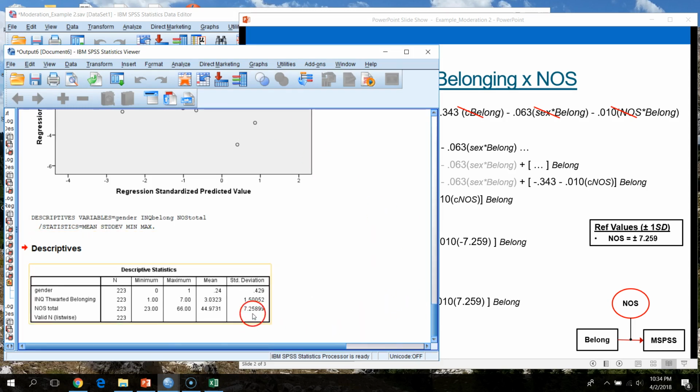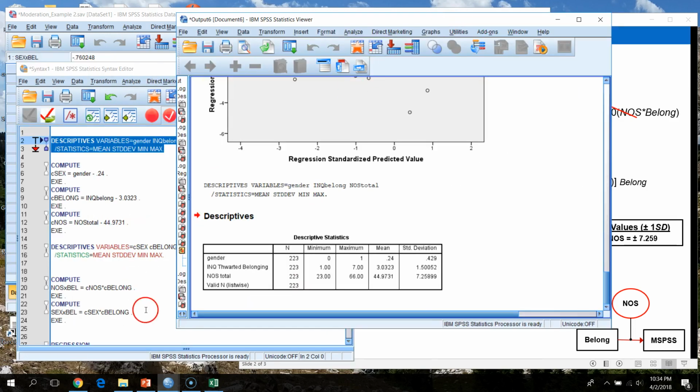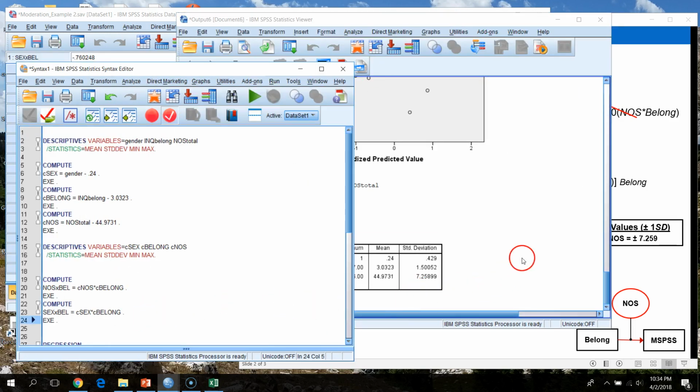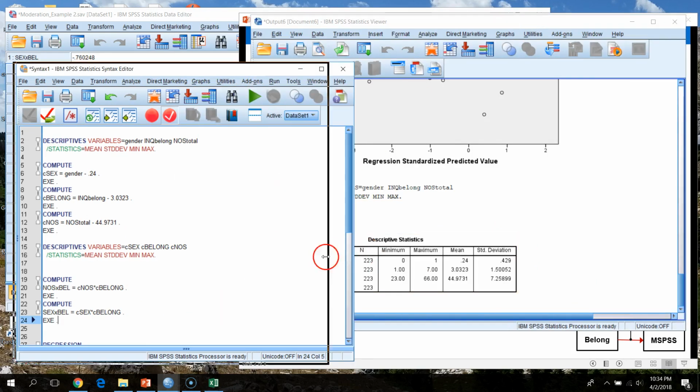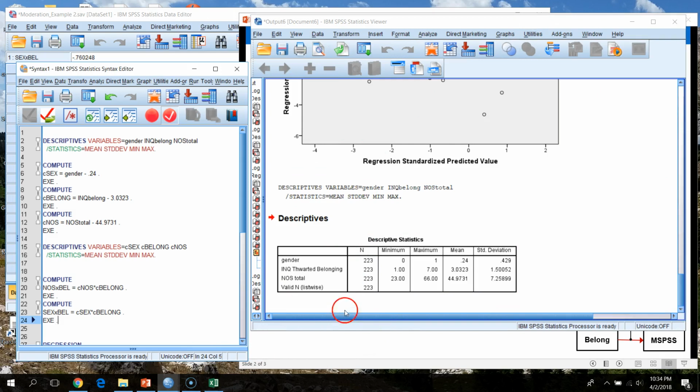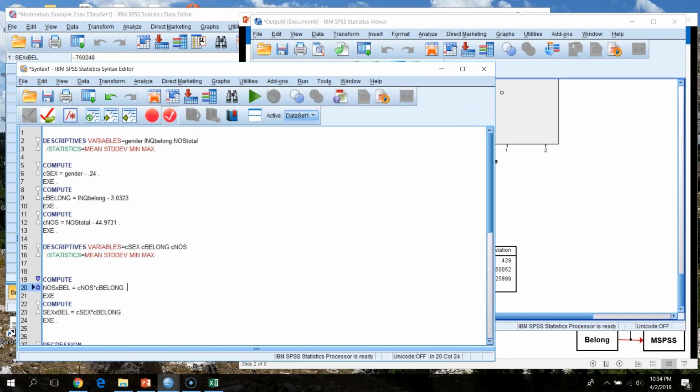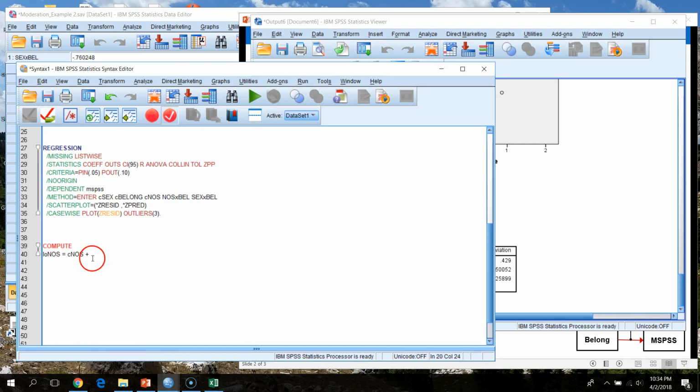let me go through and run this once more. Okay, so my standard deviation for NOS is going to be 7.25899. Okay, and what I want to do is recenter my moderator, my NOS variable, so that 0 is equal to a low value of NOS.